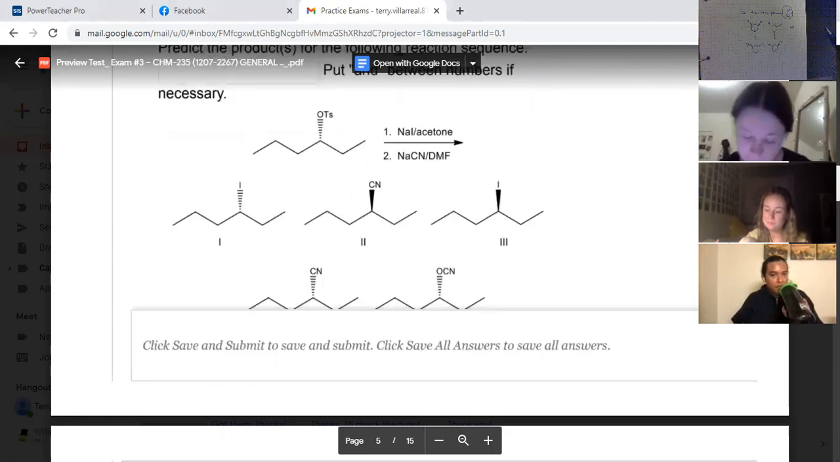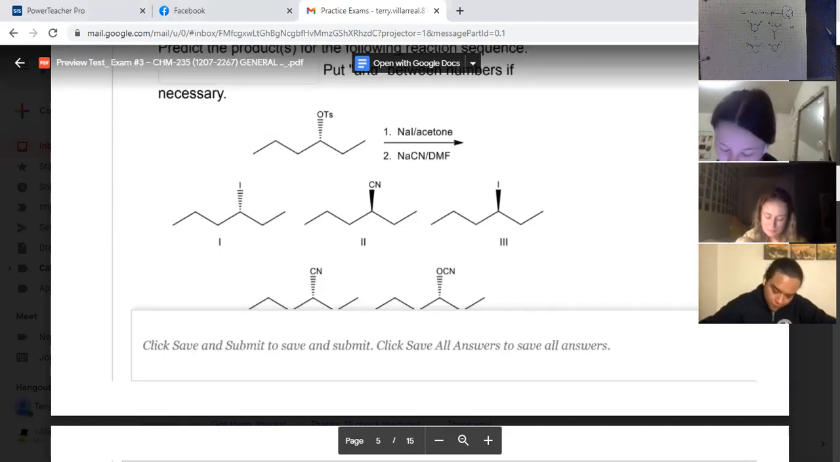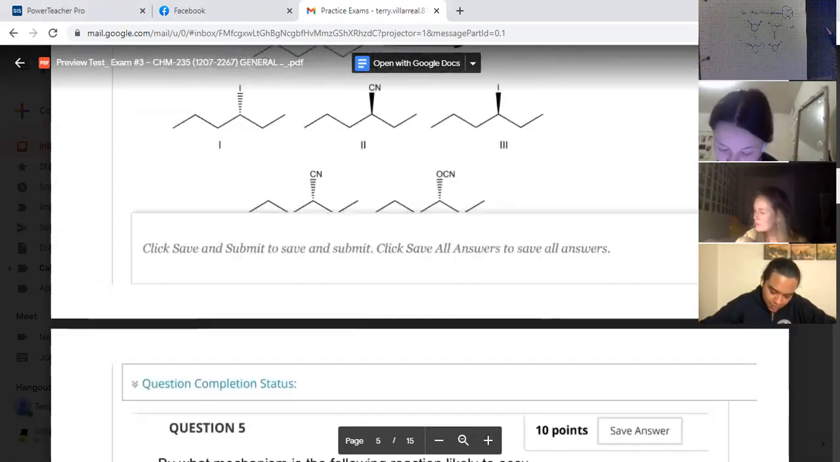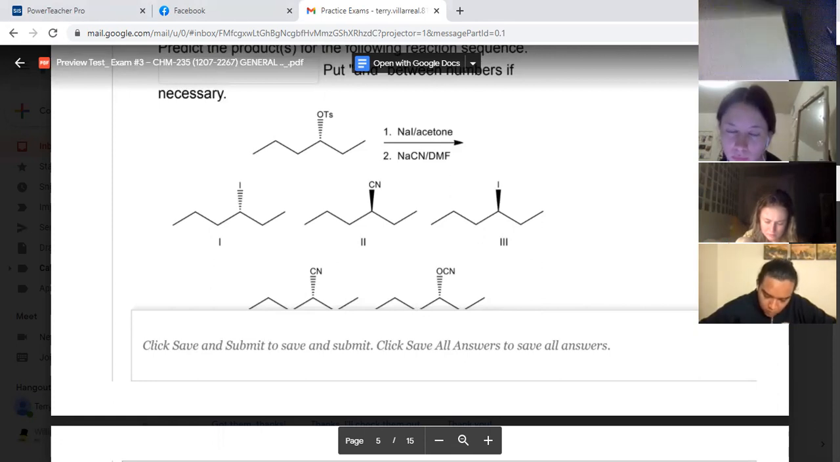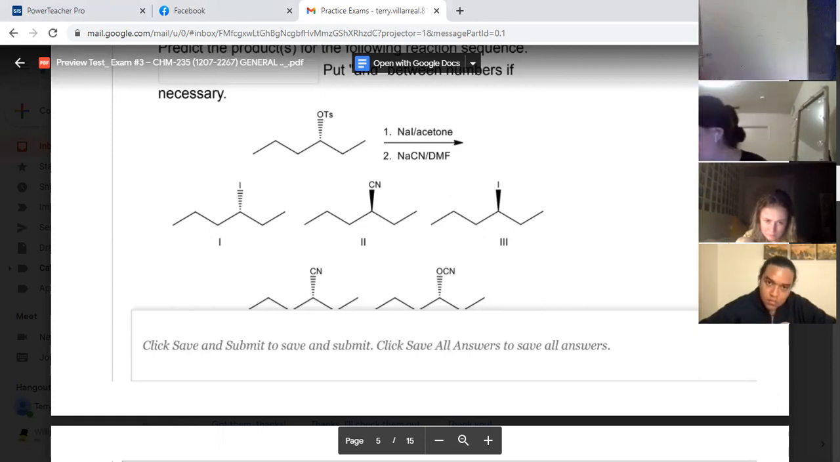Next one. Step 1, NaI and acetone. Step 2, NaCN and DMF. So, what are the answers for this one, or answer, depending on what's happening? I'll set this here for a minute or two, and I will draw out the problem and mechanism on my little notepad. I'll kill my camera so you can't see what I'm writing.